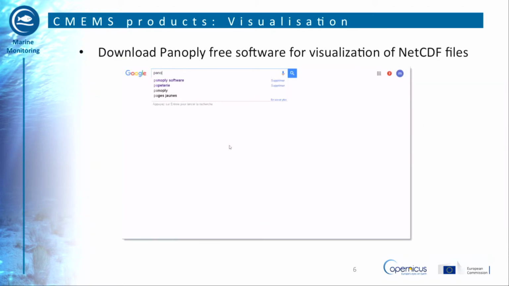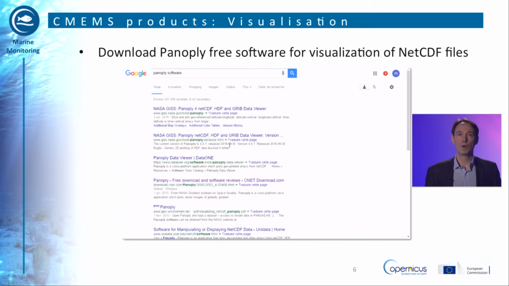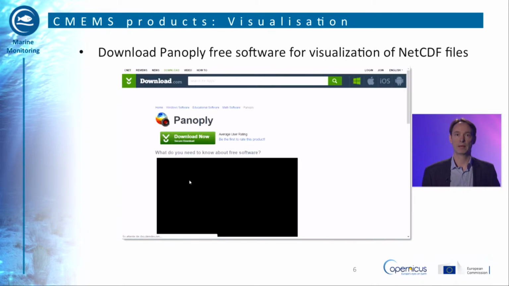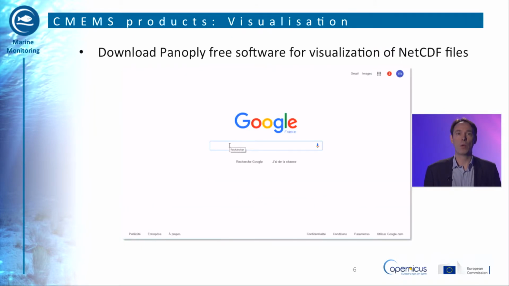CMEMS datasets are provided as NetCDF files that require particular software for their visualization. The following video explains simply how to download one of them, which is the Panoply software. First of all, go to a web search page such as Google or Qwant and search for the Panoply software. Click on the link giving access to the download of the software and just download it simply.